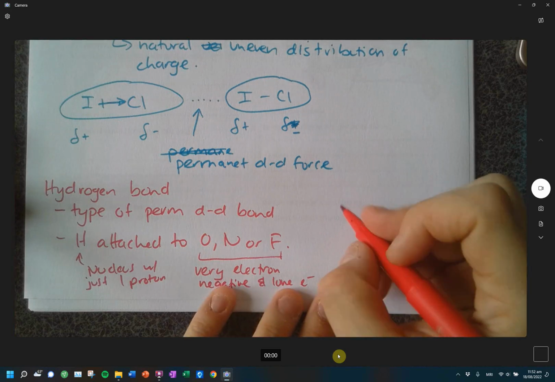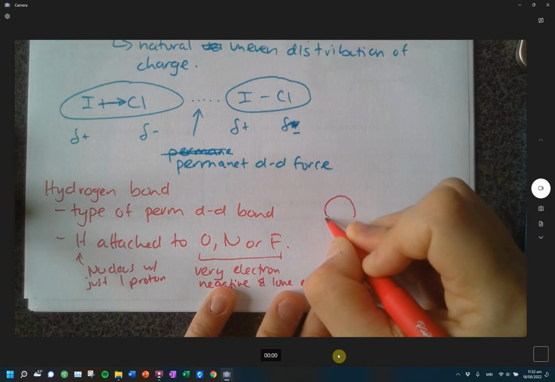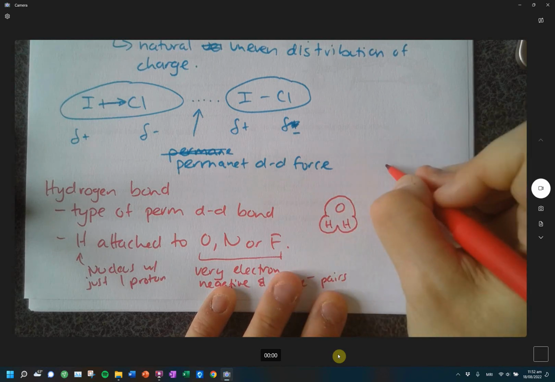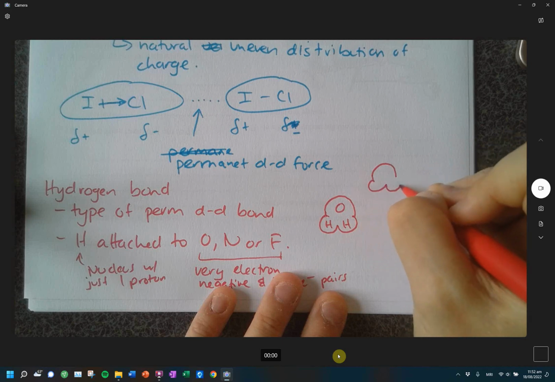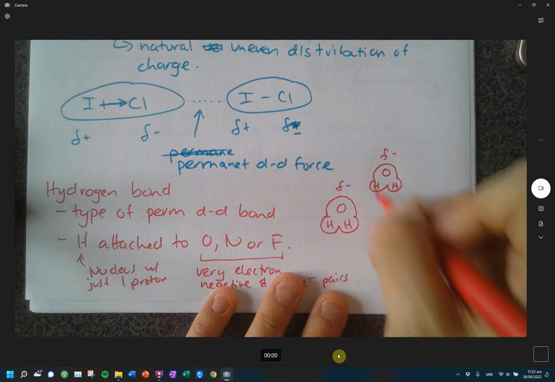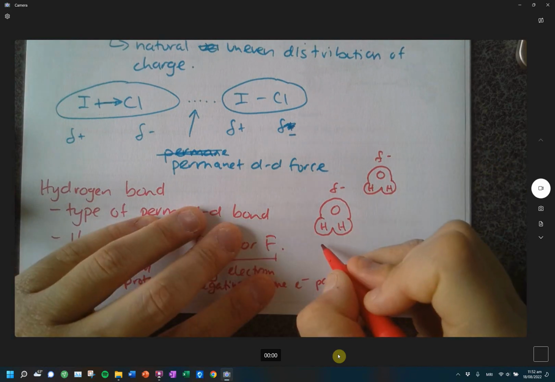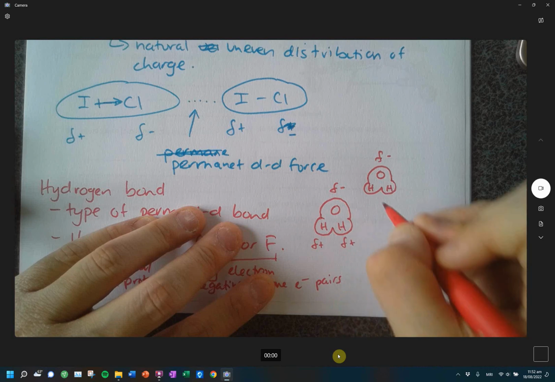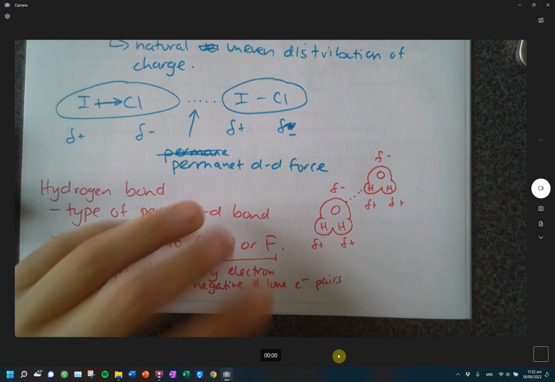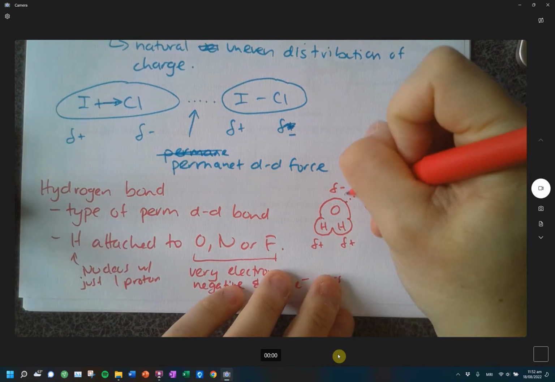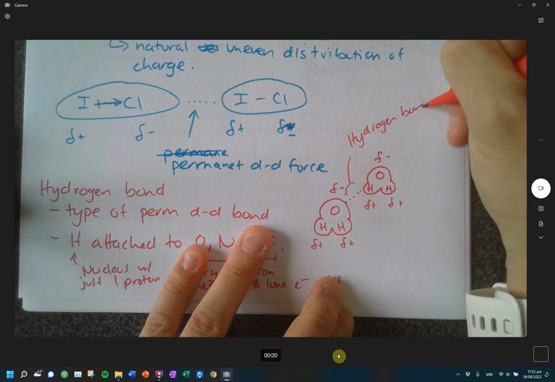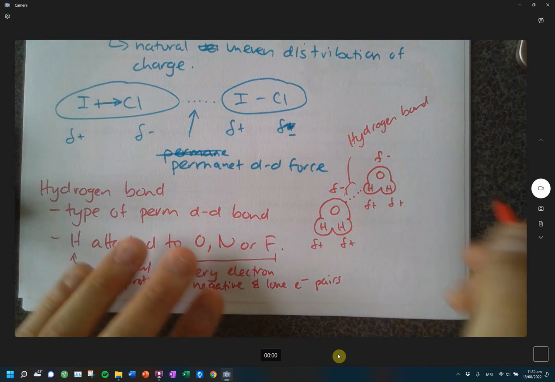The example that most people use is water. I'm just going to draw a water molecule. So the oxygen section of the water molecule is going to be slightly negative. The hydrogen section is going to be slightly positive. And the bonds formed between my molecules, that is the hydrogen bond. And that one's going to be the strongest.